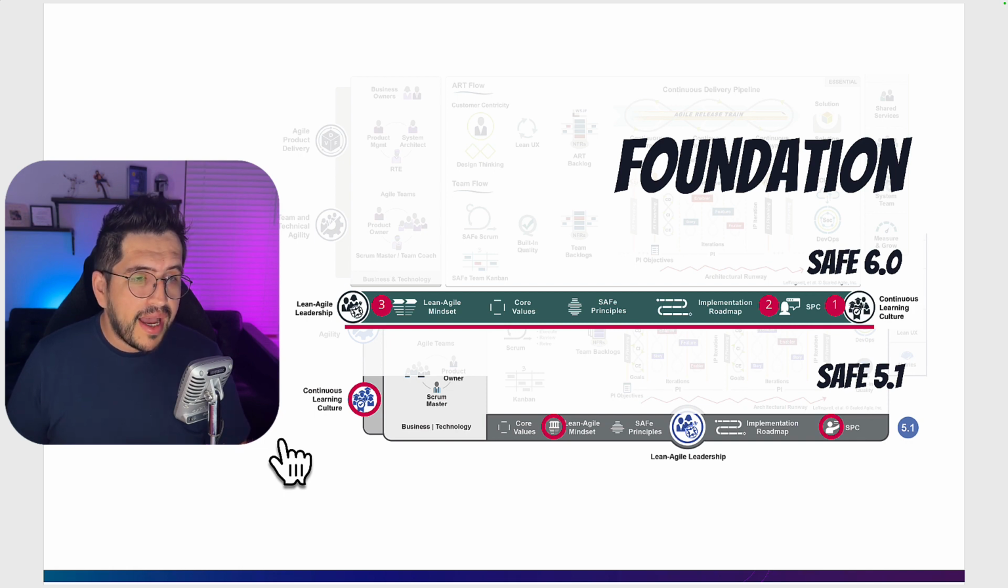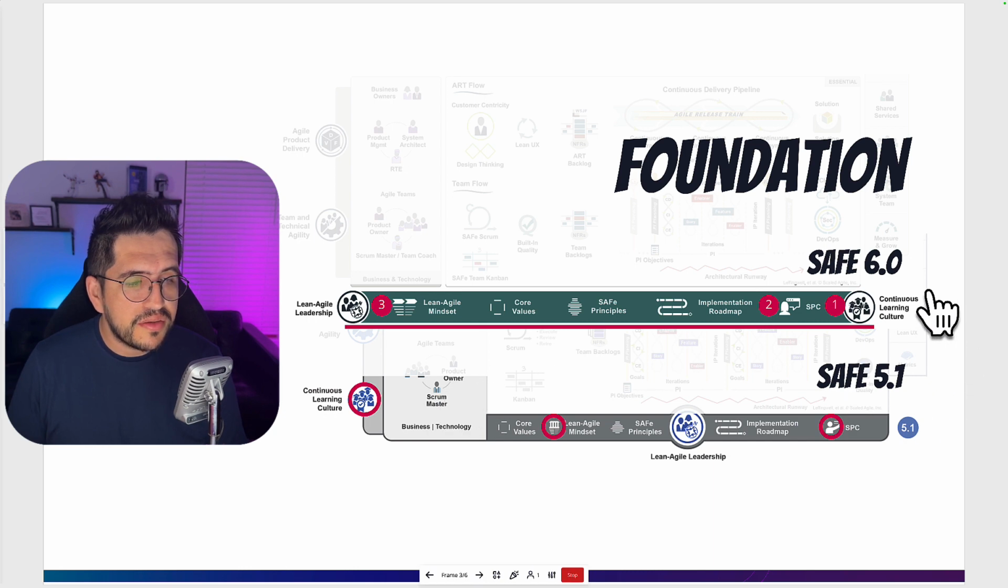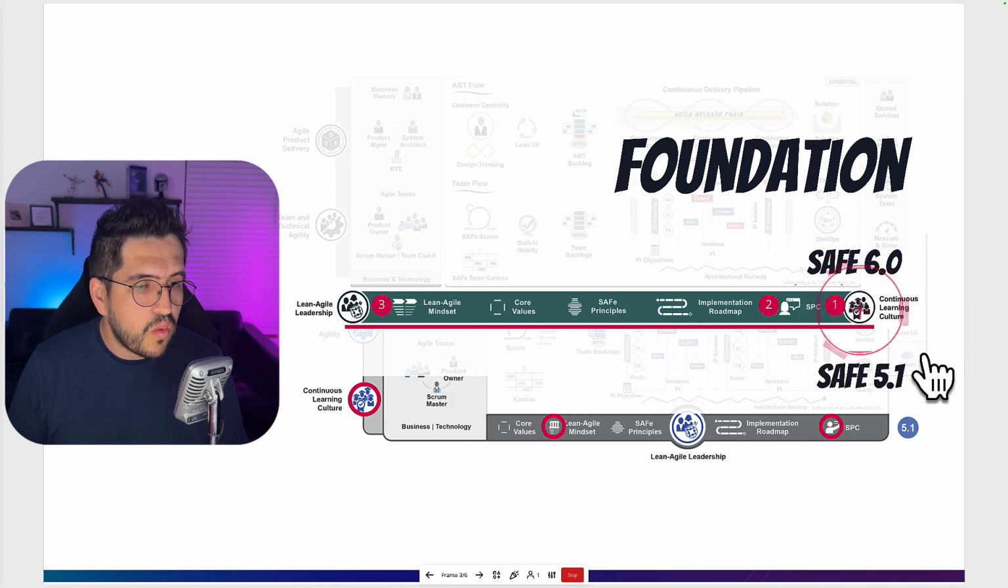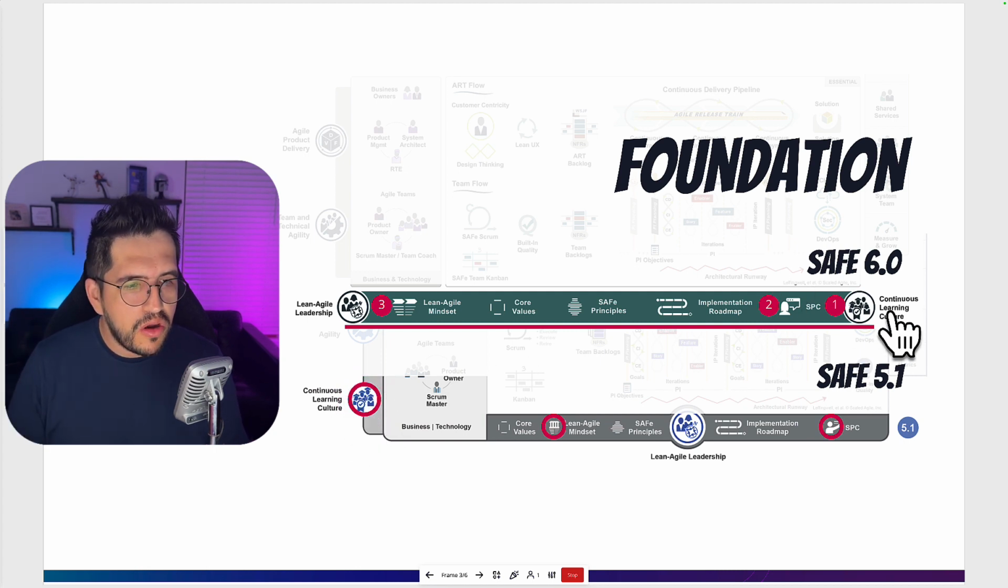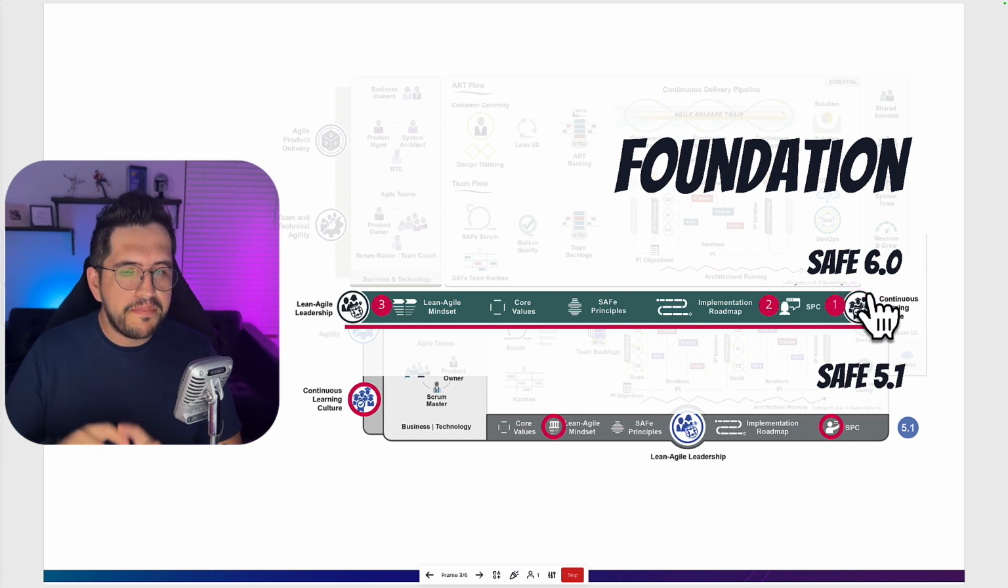So they are quite intentional with the words and with the positioning of the elements, as you will see here. The first change that I want to highlight is in the foundation, here on the right. We have this Continuous Learning Culture competency, right? This is one of the SAFe core competencies, and now they moved it from a little bit in the top left of the foundation, so now it is at the bottom, in the base.